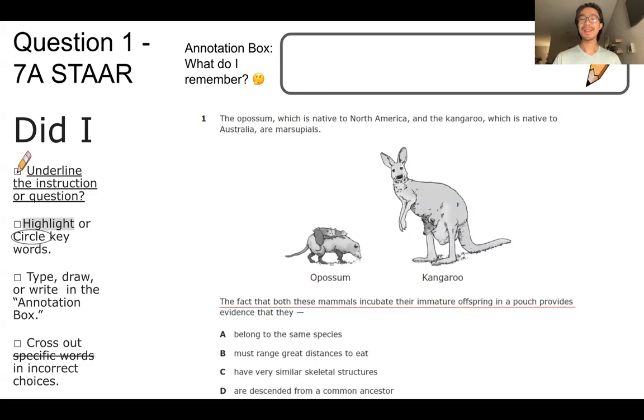Underline the question. The fact that both of these mammals incubate their immature offspring in a pouch provides evidence that they, that's the question. That's the instruction. We have to finish that sentence. We see this phrase, incubate their immature offspring in a pouch. That's when they put their babies inside of their tummy to allow them to develop.